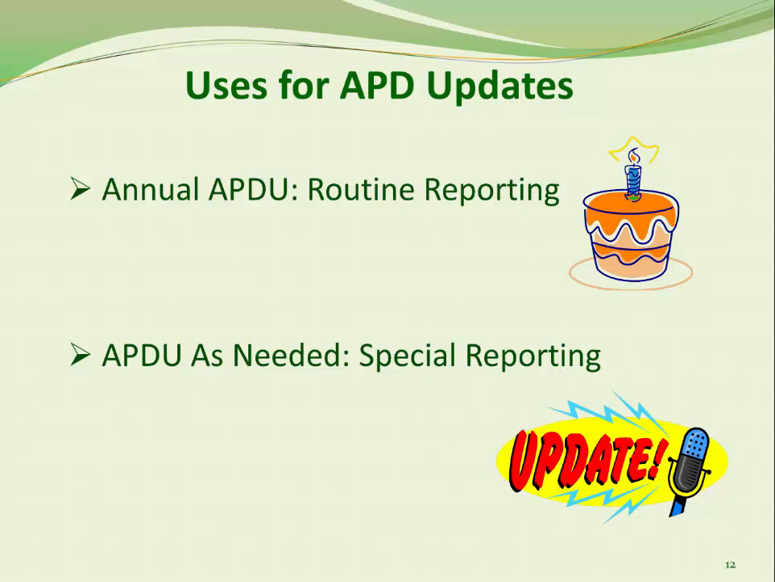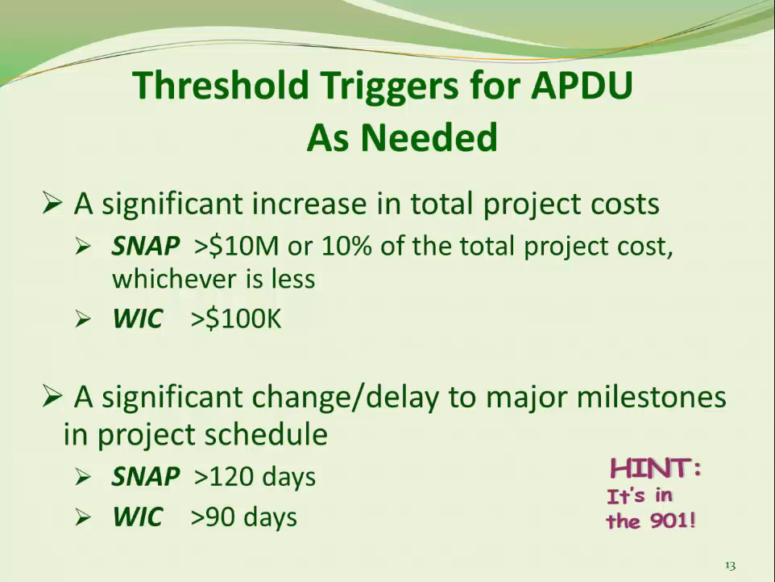So, we've covered the annual APDU, which is a yearly submission that provides updates on the project. An APDU as needed is triggered by certain situations or events that require a more immediate update and approval than the annual APDU. Here are the triggers which would require an APDU as needed.